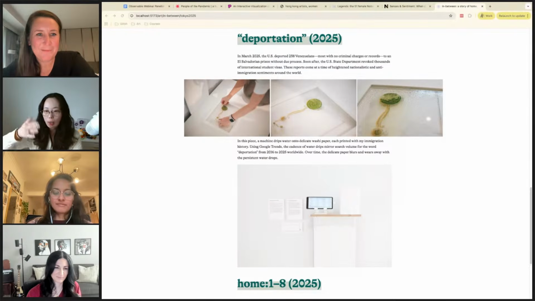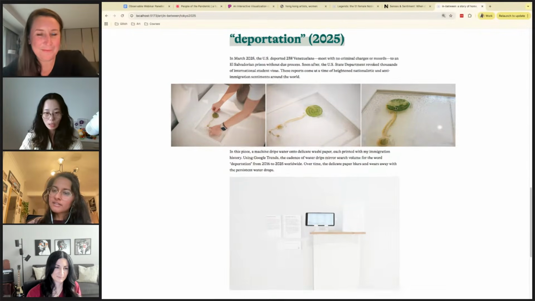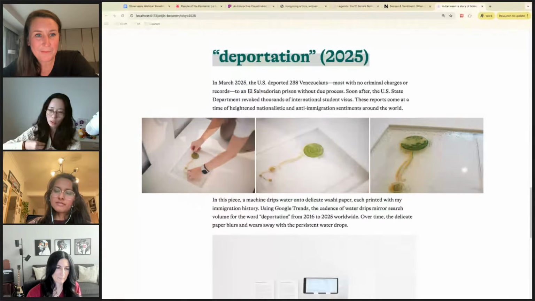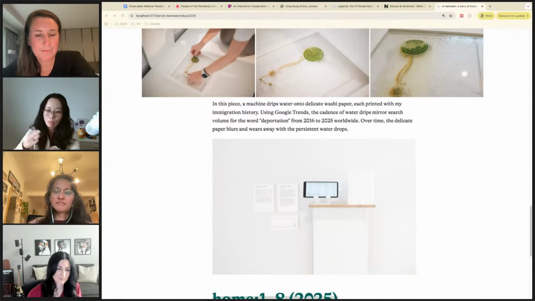I then drip water onto the tree rings that are my time in the United States. I drip water over the course of 2 hours, according to Google Trends data for the word deportation from 2016 to 2025. And over time, the print wears away and the paper also starts to wear away.